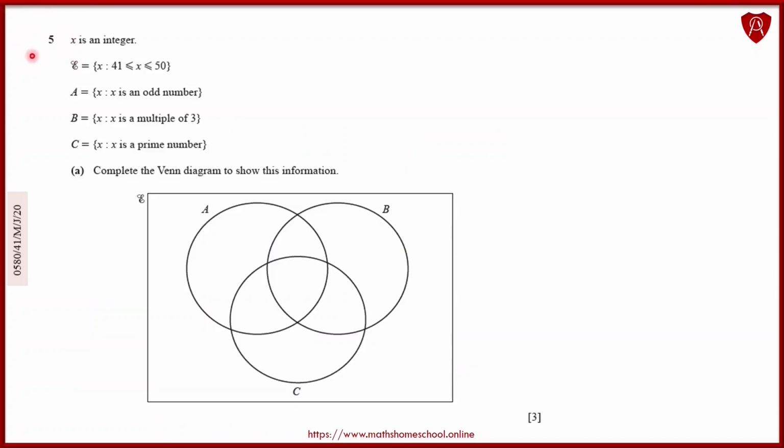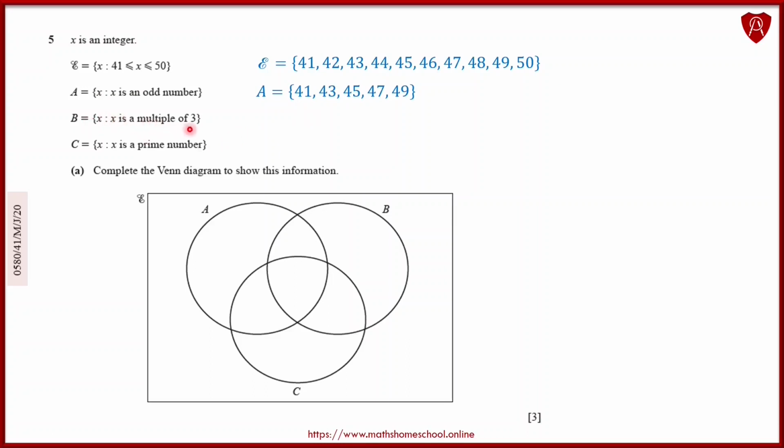Question 5. X is an integer. The universal set is a set of numbers between 41 and 50 inclusive. We can list out the elements of the universal set. These 10 numbers. A is a set of x such that x is an odd number, but within the universal set. Let's list out the elements of A.